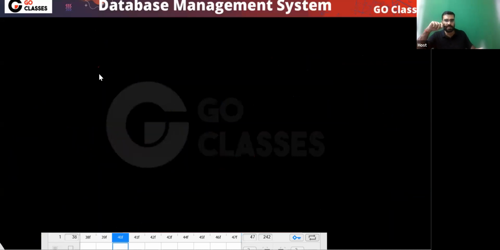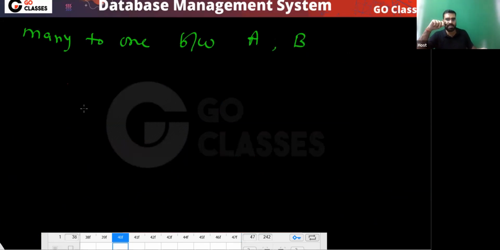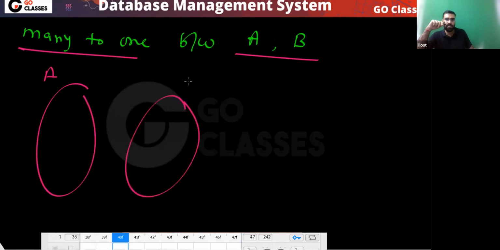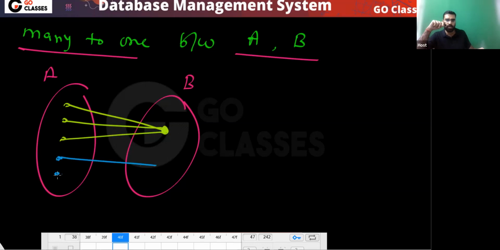So you can very easily see that if you have many to one between set A comma set B, then what you can say is you have a many to one relationship between set A comma set B.